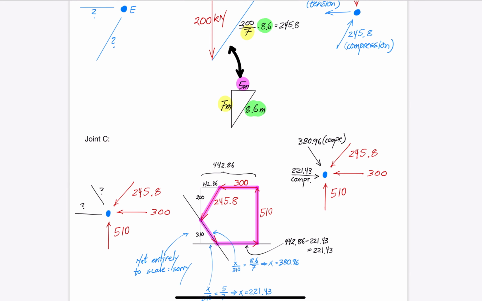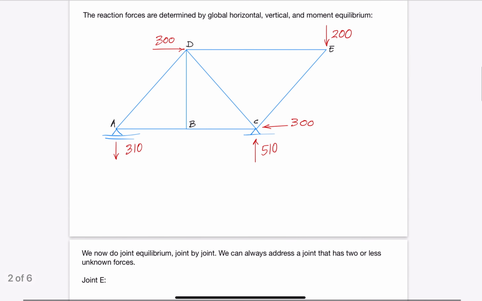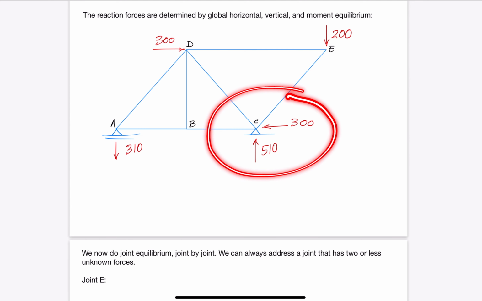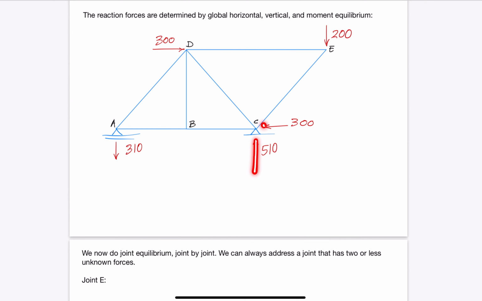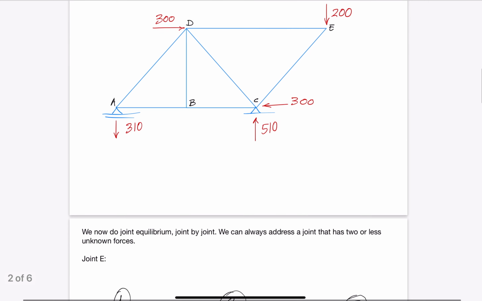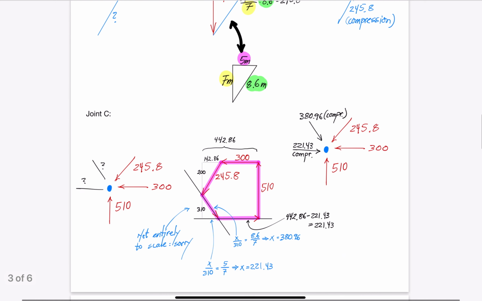If we scroll up to the figure of the truss, we see that this is an interesting joint, because 5 forces act on it. 2 are reaction forces, shown here, and 1 is the 245.8 kN force that we just determined. Scrolling down to the joint equilibrium, we start with step 1. The 3 known forces are shown in red. The 2 unknown forces are shown with question marks.